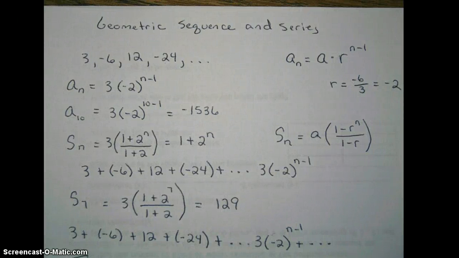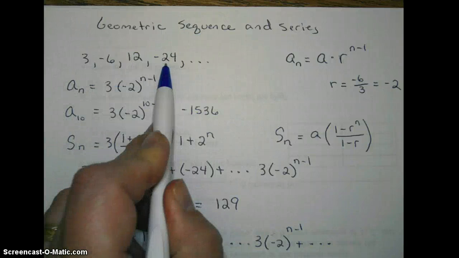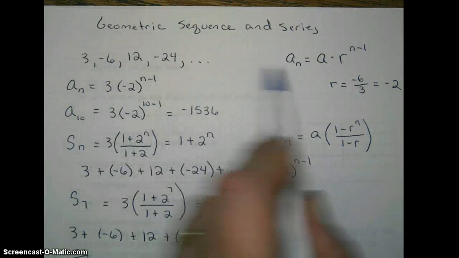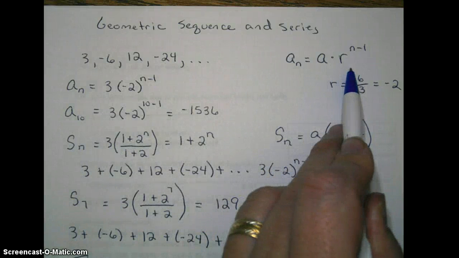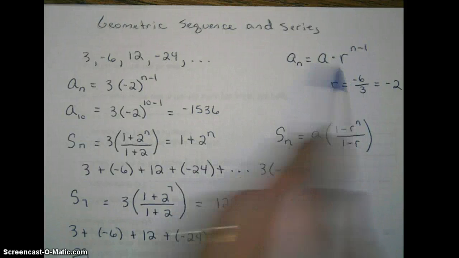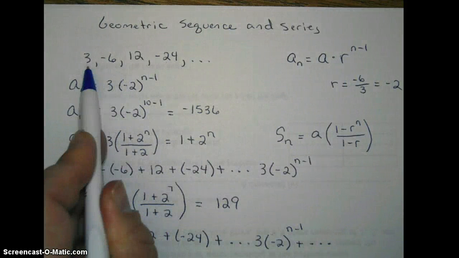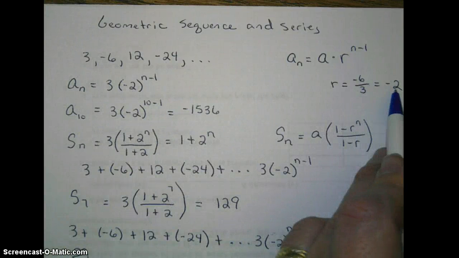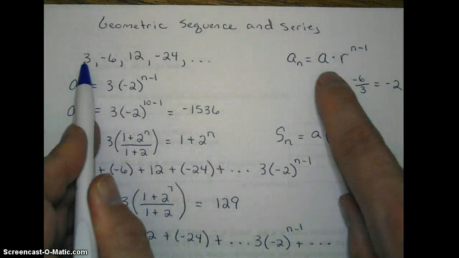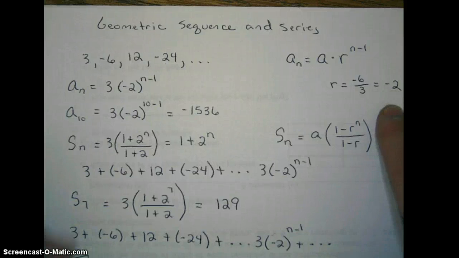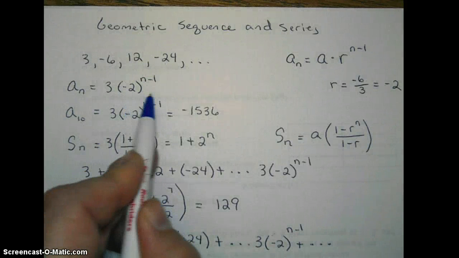Okay, geometric sequence and series. So here's a geometric sequence, and what we want to do is start off by writing the explicit formula for this sequence. To do that, we have to find r. To find r, we take the second term divided by the first term. I show that to you right here, and you get -2. Well, we know the first term, which is a, and we know the common ratio, which is -2. So we plug those in, and we get our explicit form.